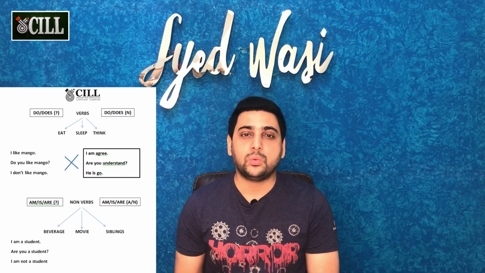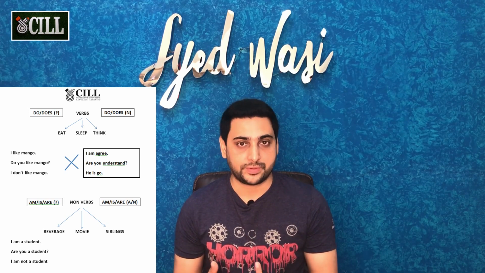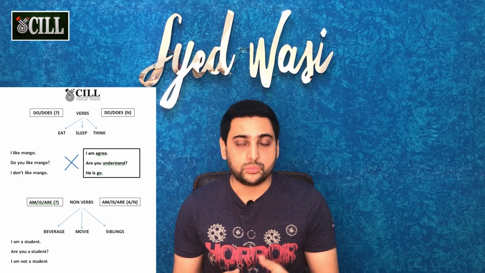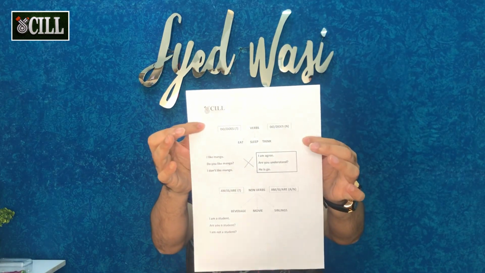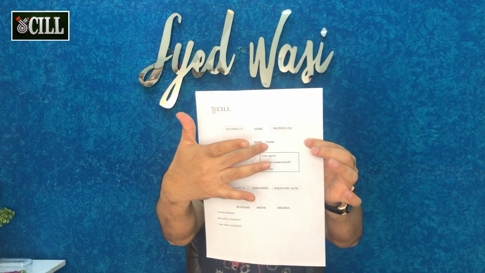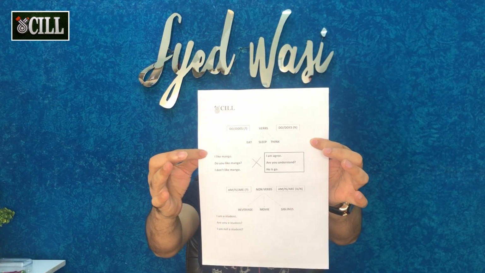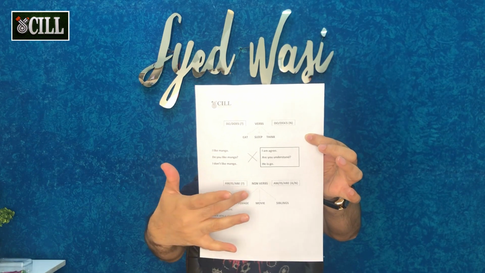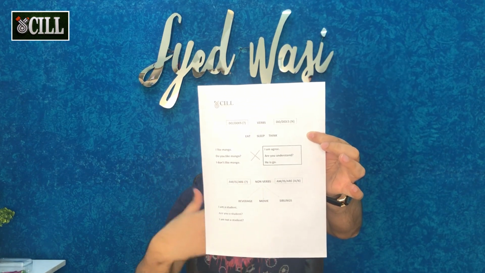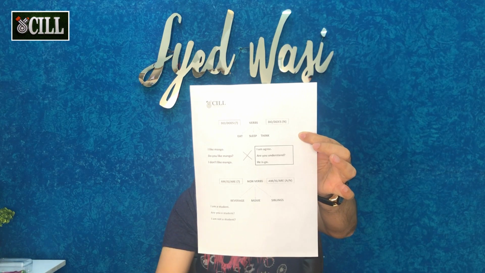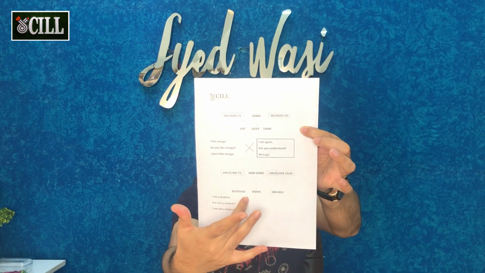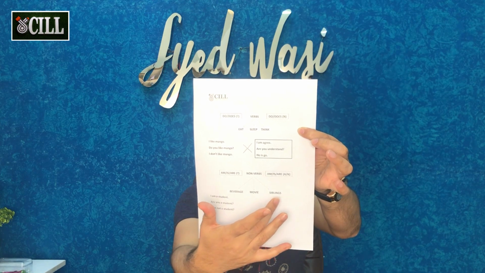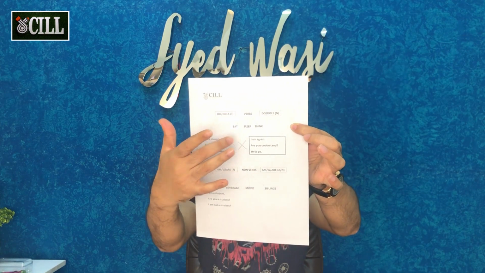So what is a verb? A verb is a kind of action, right? Like say we talk, we see, we think, these are verbs. So let me show you this handout again where I have shown you the verbs here with examples. These are verbs. It means action of some kind, and non-verbs include, let's say, nouns, adjectives and other stuff. And I have given here three non-verbs like beverage, movie, siblings, and these are the verbs.